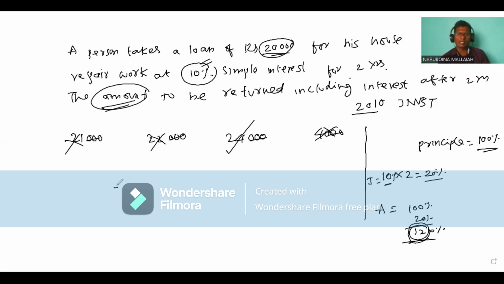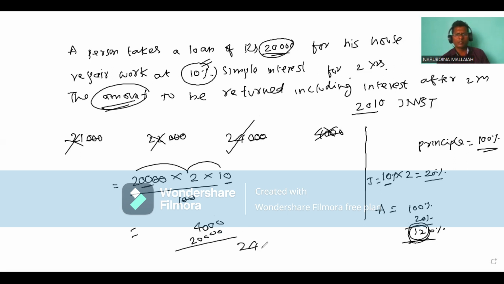Now I will explain the ordinary method. First we calculate the interest, that is principal times time times rate by 100. Time is 2 years, rate is 10% by 100. 2 zeros get cancelled. 2 2s are 4, 4 1s are 4. Here 2 zeros and 1 zero, totally 3 zeros. Interest is 4,000, principal is 20,000. Add this, and you will get 24,000.